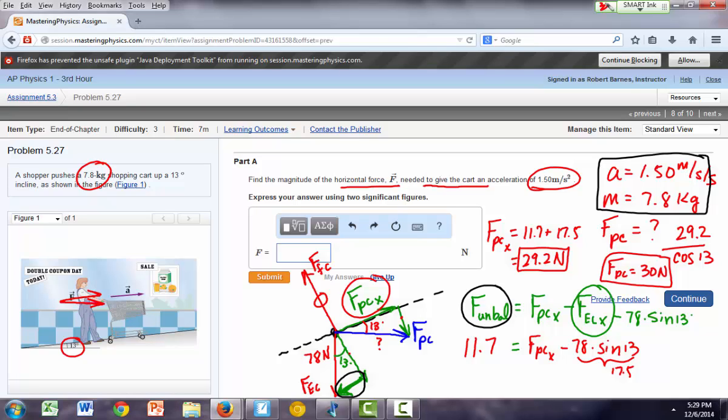Now that 29 newton force, just to summarize what we just learned, 17.5 newtons of that 29 newton force goes to overcoming this component of gravity down here. That's working to push the cart down the ramp. So she's got to exert 17.5 newtons just to overcome that. Then this 11.7 newtons is the unbalanced force on top of the 17.5 that accelerates the 7.8 kilogram cart at 1.5 meters per second squared.